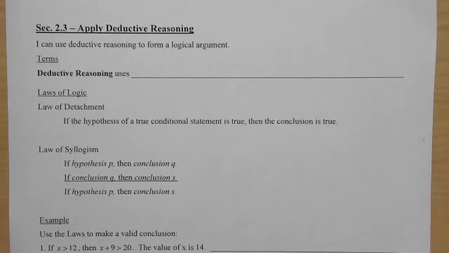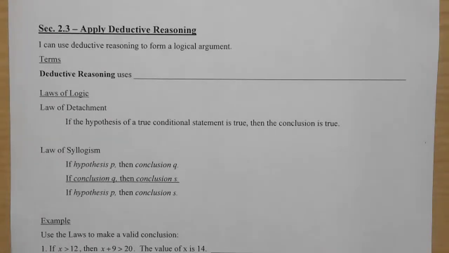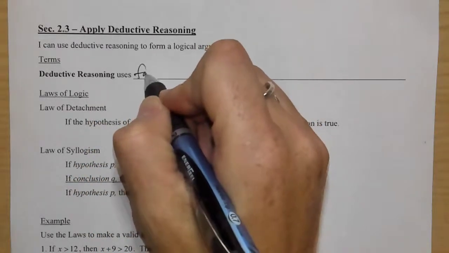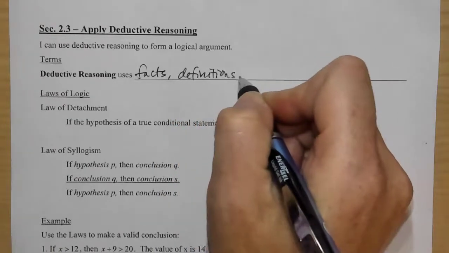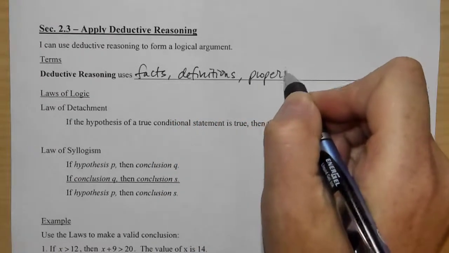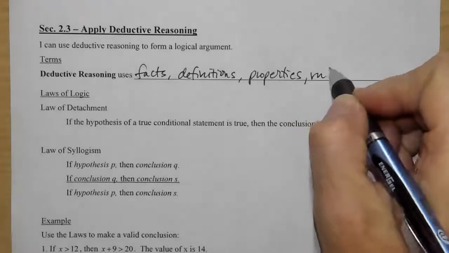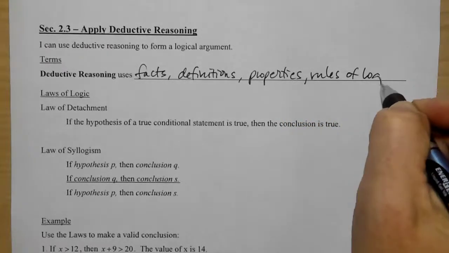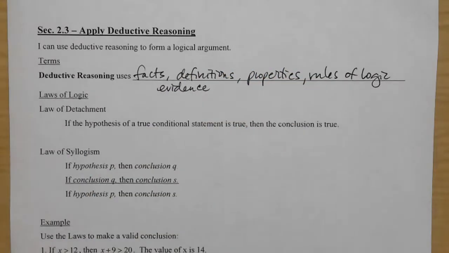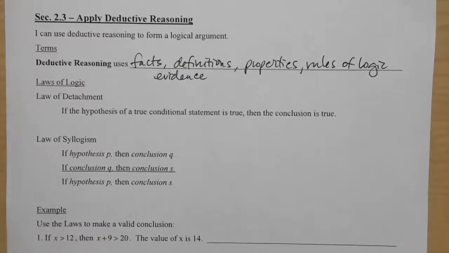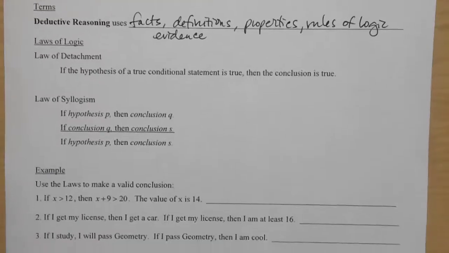This is section 2.3, and today we're going to talk about applying deductive reasoning, and this is a little different than inductive. Inductive used your instincts, your intuition, those kind of IN words. Deductive reasoning uses facts, definitions, properties, rules of logic. You have evidence that something is going to happen instead of your gut. And there are two different laws of logic that we use when we're talking about deductive reasoning.